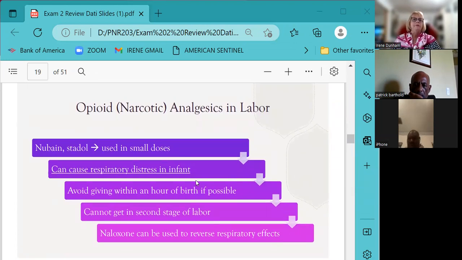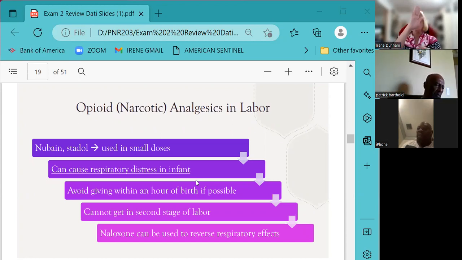Okay, all right. Then you have some narcotics, because she's in pain, and it's really tough pain. So you can give Nubain or Stadol. Now, when we do that, we give a small amount, because remember, anything we give mom crosses the placenta and goes right to baby. And when it goes to baby, it can cause respiratory distress in the infant.